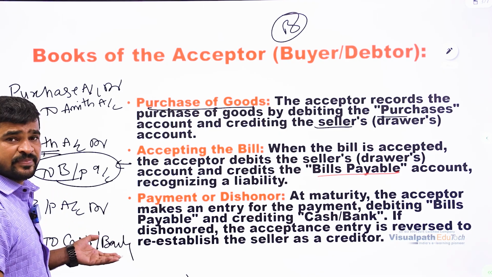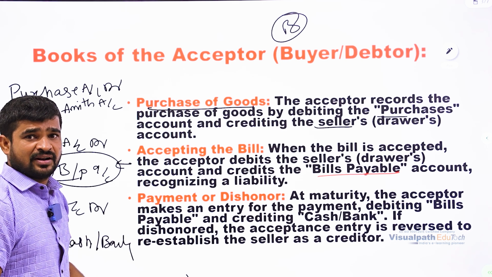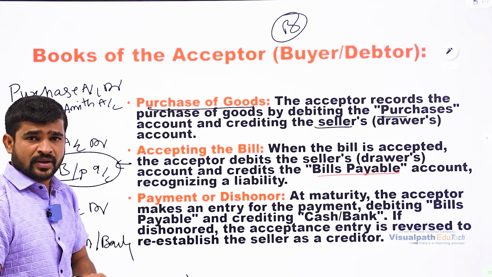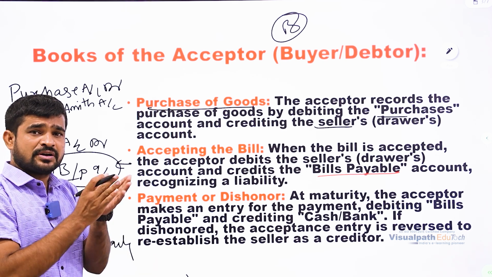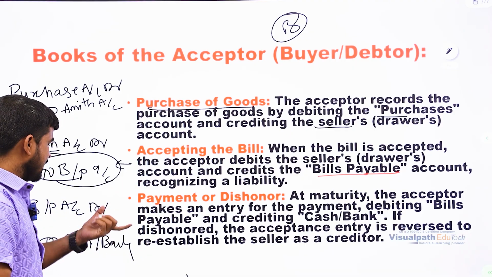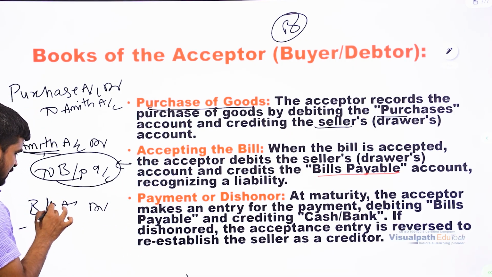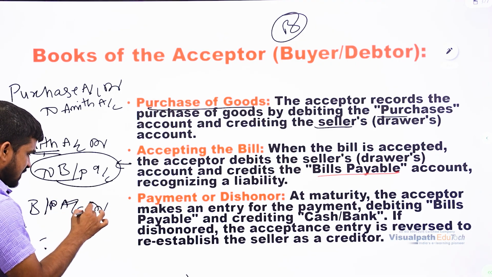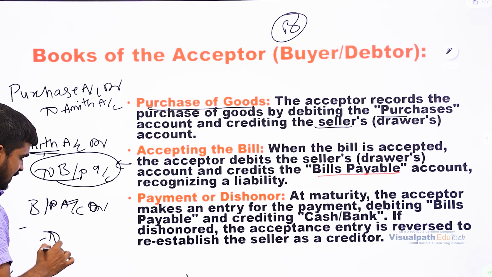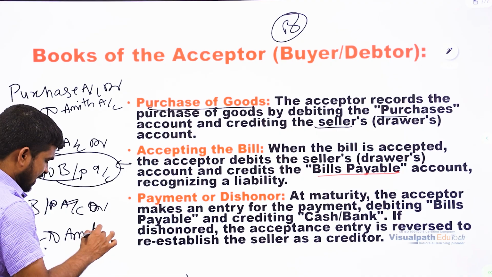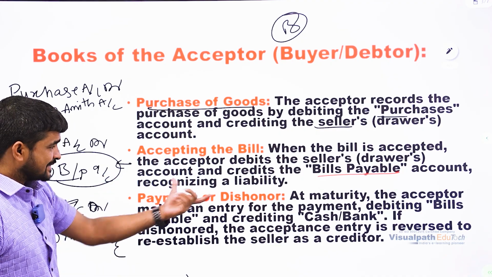This entry we will write. If the bill is dishonored, it means the bill is not met by the drawer, that is, the drawer does not make the payment. That is called dishonor of bill. In that situation, the cash will not come here. The bills payable will be invalid and will close, and the cash will not come. Here we will write Amit's name, the drawer's name, again.